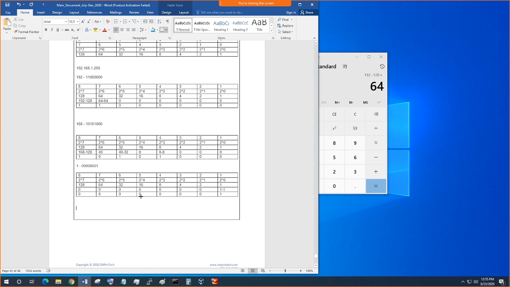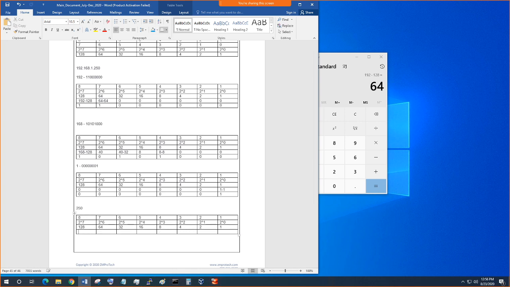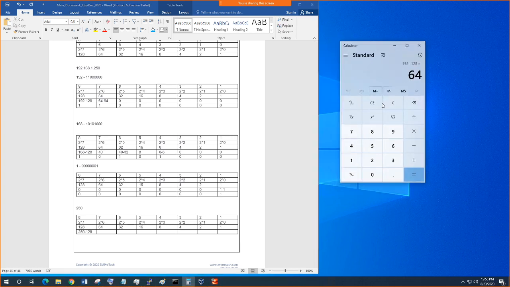Okay, and then the last number is 250. Okay, let's see how this is working here. We should be able to finish this on time. So we have 250 minus 128. So I'm gonna bring my calculator here. 250 minus 128 is 122 left.